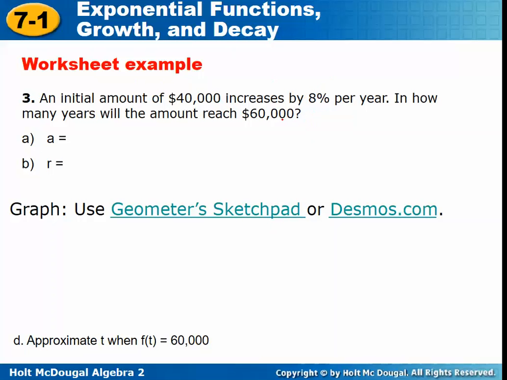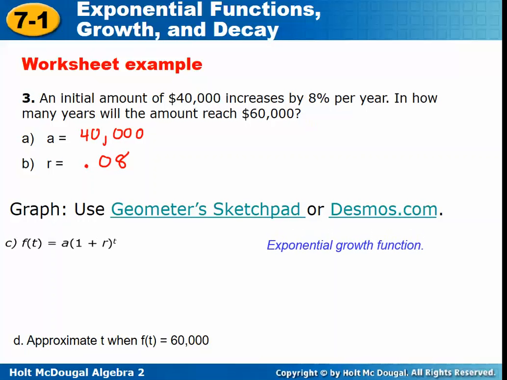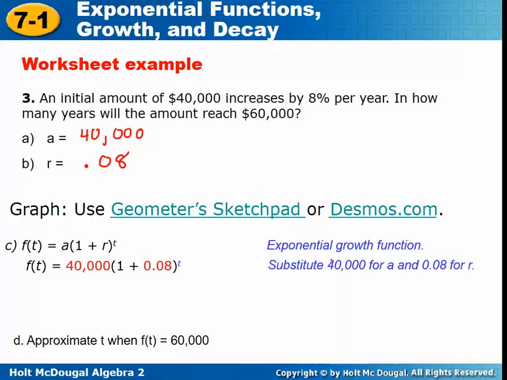It's exponential increasing. Our initial value is 40,000. Our R value, remember we have to use a decimal, so it's 0.08. Now the next question to figure out is C, which is what is the function? What is our model? We have to replace A and R with our values that we just found in A and B. So 40,000 is A and 0.08 is R, so we write it like that, and then we can simplify that a little bit by just adding the 1 and the 0.08 to get 1.08. Now we're ready to graph.